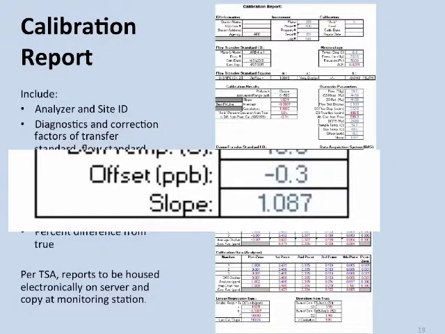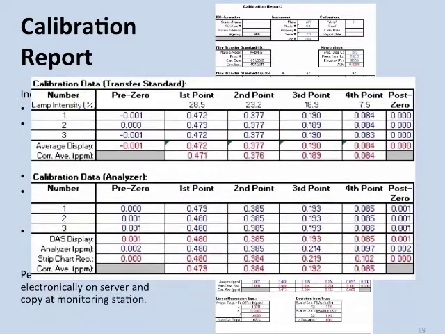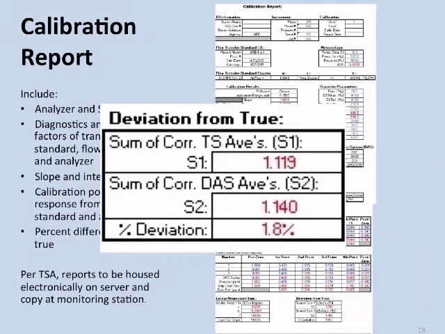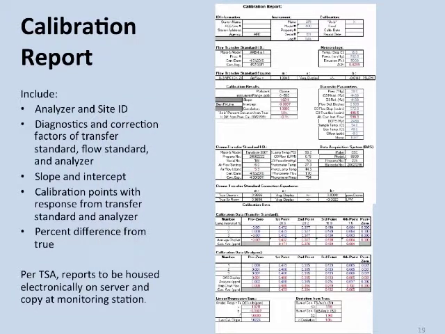Like I said, it's important to note your slope and offset of your analyzer both before and after you perform your calibration. And then, of course, your calibration points with your results from your analyzer and your transfer standard, and that will give you your percent deviation. And then, per our last TSA, they recommended that we house our calibration reports both electronically on a server. We do that with PDF files. We scan them, and then also have a copy at our monitoring station as well.